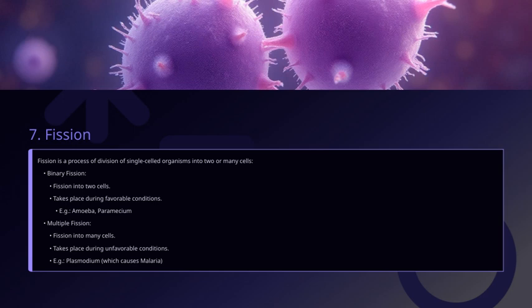So, in summary, fission is an essential reproductive strategy that allows single-celled organisms to adapt and survive in varying conditions by either producing many cells during tough times or just two during good times. It's a remarkable example of how life adapts to environmental changes.